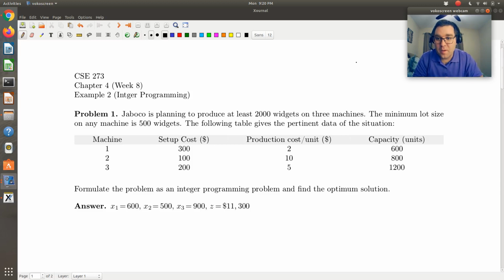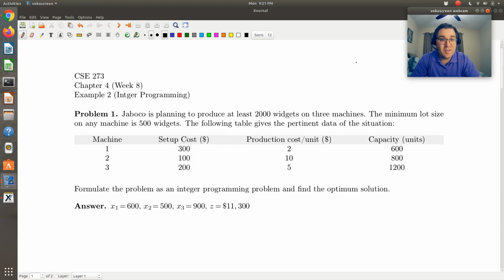So here we go. Jabico is planning to produce at least 2,000 widgets on 3 machines. The minimum lot size on any machine is 500 widgets. The following table gives the pertinent data of the situation. So we're given information for machine 1, 2, and 3: the setup cost of each machine, which is going to be a fixed cost if we're going to use each of those machines, the production cost per unit in dollars, and the capacity of each machine. And we're asked to formulate the problem as an integer programming problem and find the optimal solution.